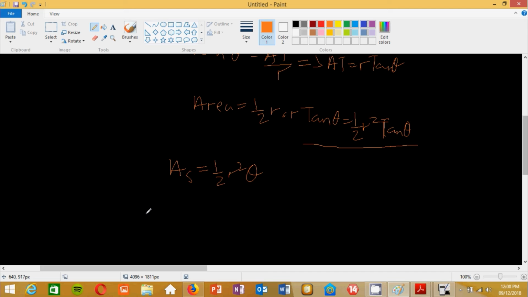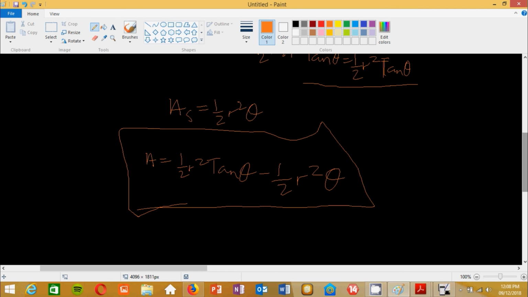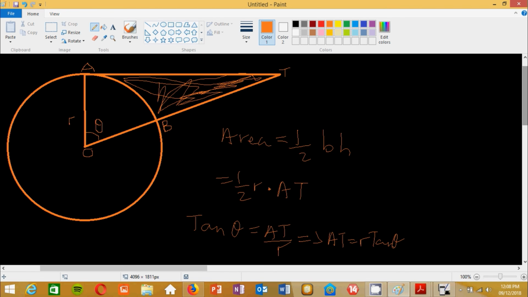So the final area is going to be a half r squared tan theta minus a half r squared theta. And that's it. That's going to be my final answer. So this is the area of the shaded region. It's equal to a half r squared tan theta minus a half r squared theta. Half r squared theta is the area of the sector. So I figured out the area of the big triangle and I've subtracted the area of the sector.